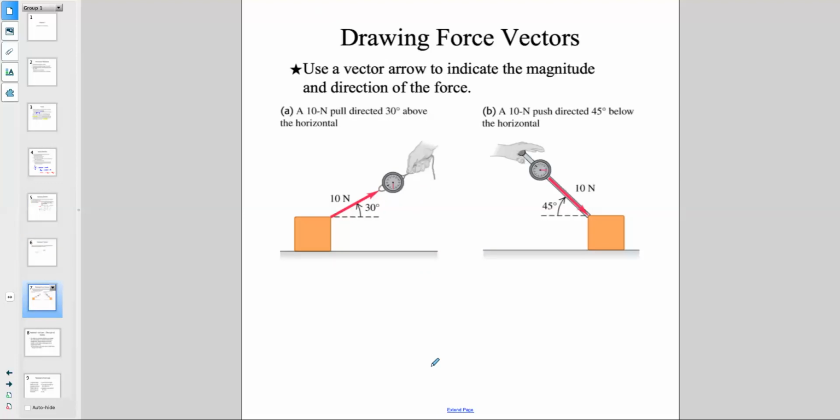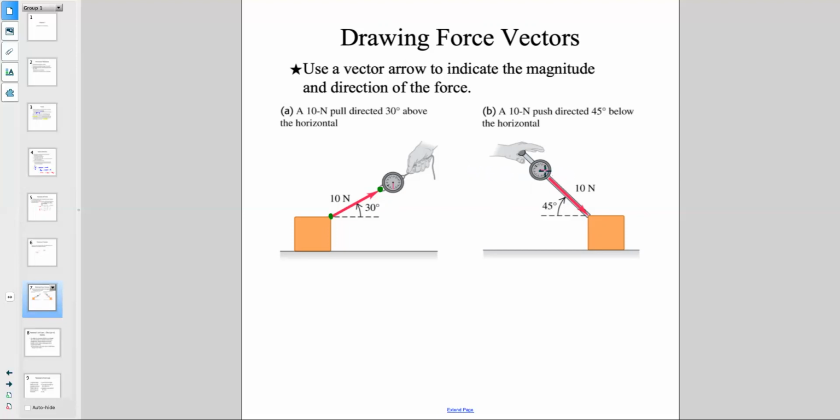Drawing force vectors. Use a vector arrow to indicate the magnitude and direction of the force. For example, a 10 Newton pull directed 30 degrees above the horizontal. You show your force with an arrow like that, starting from this point and ending at that point. This is a 10 Newton force 30 degrees above the horizontal. And a push directed 45 degrees below the horizontal looks like this. In other words, this is, let me show it this way.